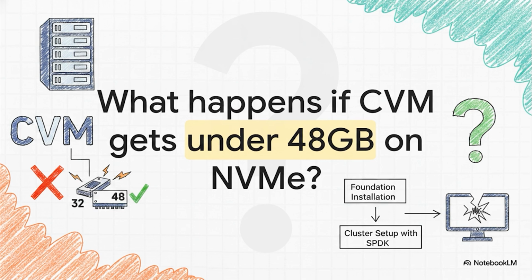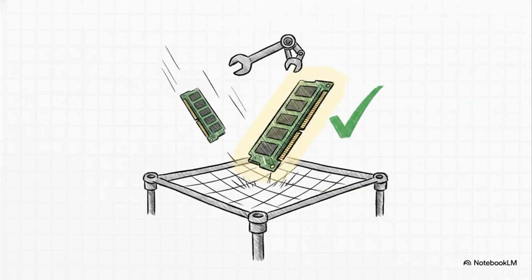Do you get a failed installation? Does the whole host crash on boot? Well, here is the definitive answer. Foundation auto-updates the CVM memory to 48 gigs. It actually has a built-in safety net.